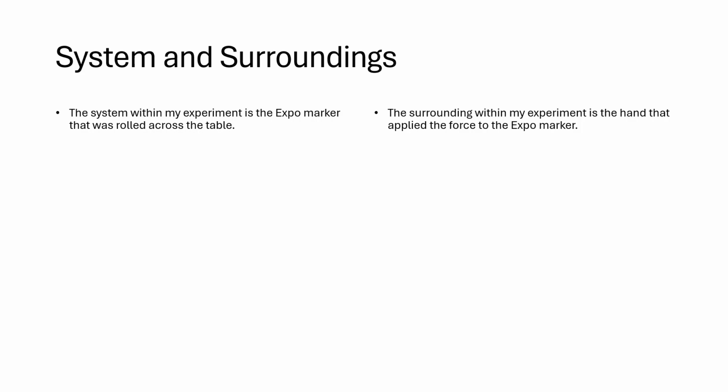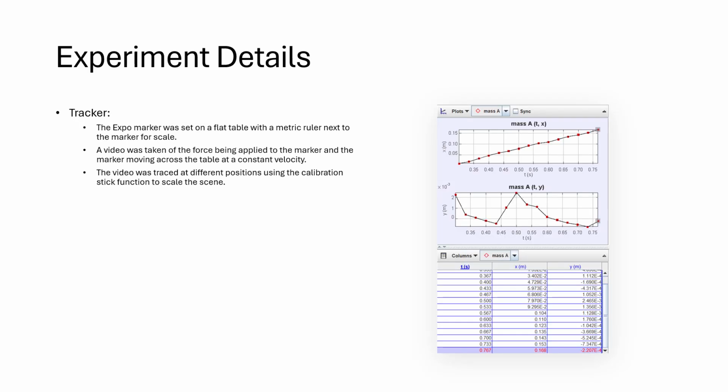To begin our experiment, my group set down a metric ruler so we could scale the experiment, and we also included an expo marker. We laid the expo marker on the desk and used our hand to push the marker across the table at a constant velocity. While that was happening, somebody was recording the video.